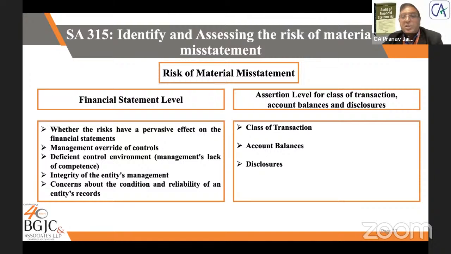When we talk about assertion level risk, these are at the class of transactions, account balances, and disclosures. So, for example, impairment of assets or provisioning against long overdue trade receivables. When we talk about disclosures, it could be disclosure of contingent liabilities or disclosures as per the accounting standards, or disclosures as per Schedule 3. Why these have to be considered at different levels is because the overall approach to the audit will depend upon at which level the risk is. Right?